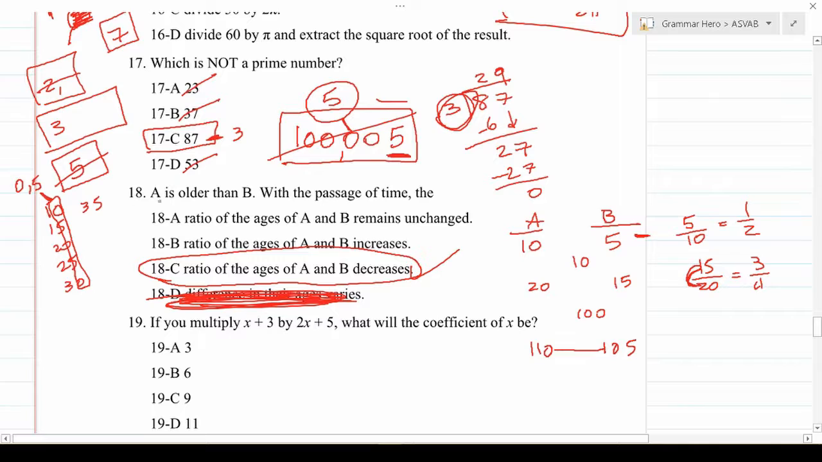C. I don't like how this problem's worded personally. So if you didn't understand this explanation, don't worry about it. This is a poorly worded problem.